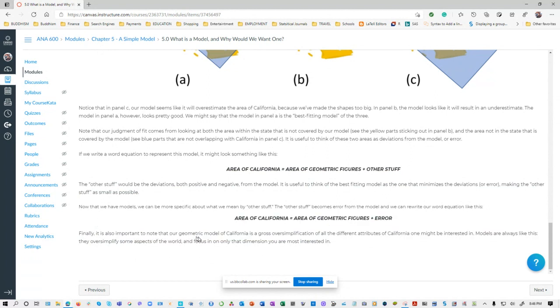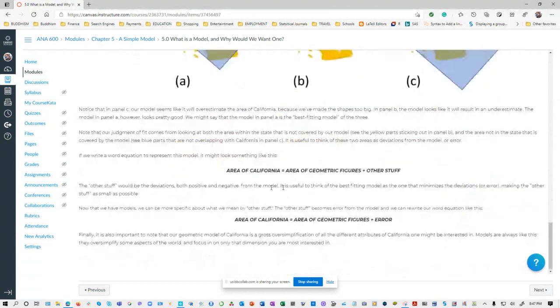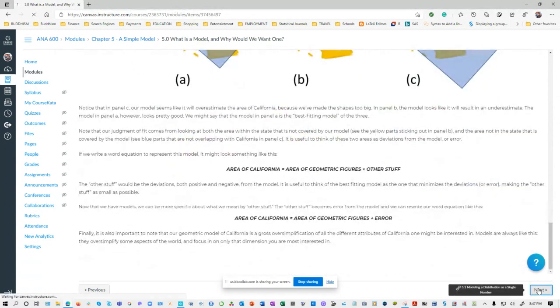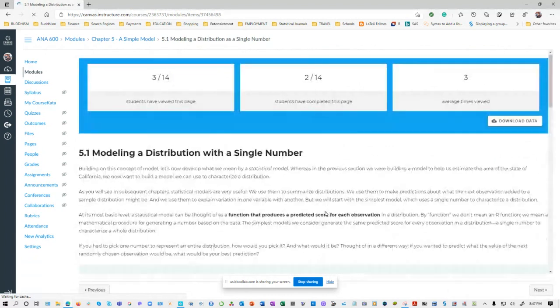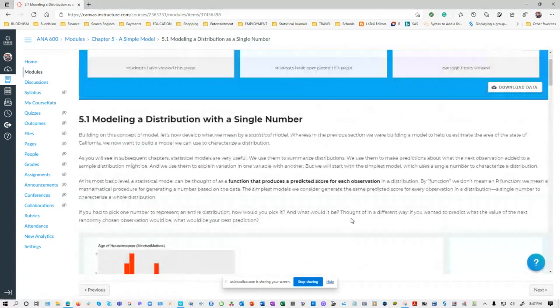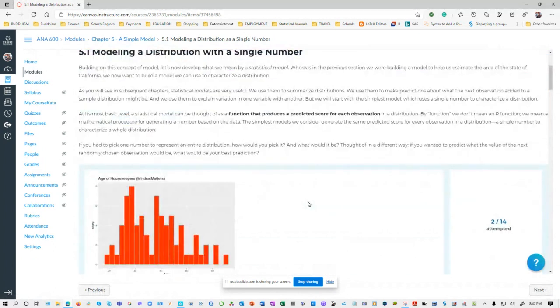It is also important to note that the geometric model of California is a gross oversimplification of all the different attributes of California one might be interested in. Models are always like this. They oversimplify some aspect of the world and focus only on the dimension you are most interested in. You can come up with other models too. There's not any fixed model, okay? There are so many other models that could fit this scenario, but make sure the best model minimizes the error term.